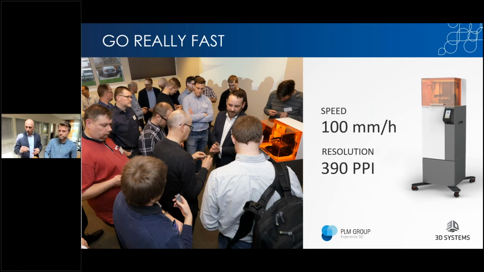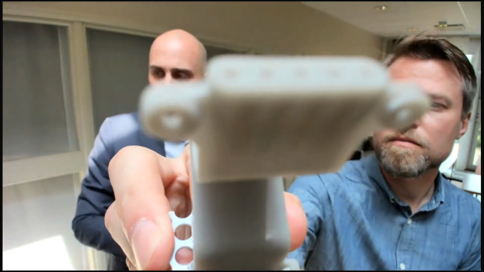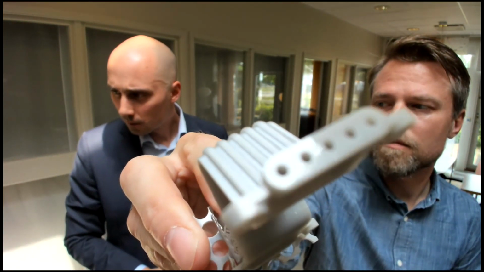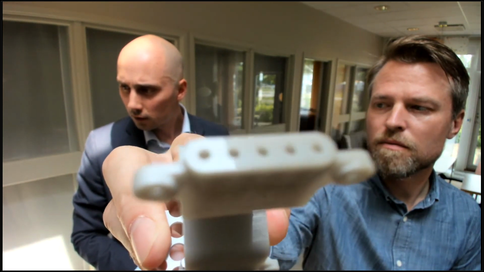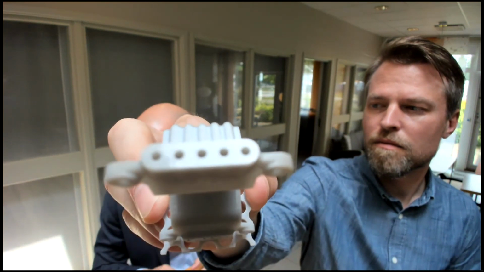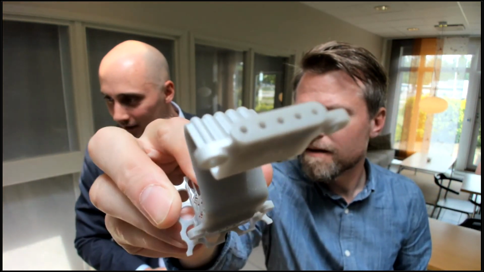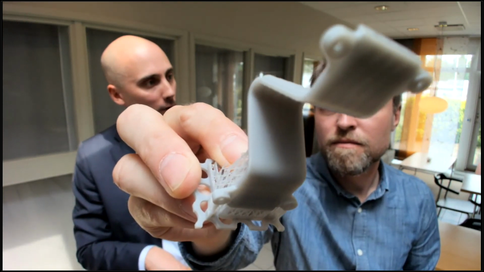So this is just one example of a part. If you can show this to the screen. If you look at the top there, for instance, you can really see, if we can get it into focus, there we are, the kind of surface you get from these type of machines. So I mean, injection molded quality at 100 millimeters per hour.